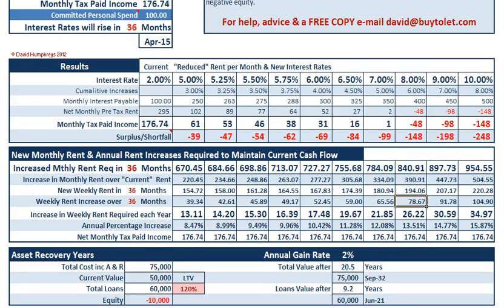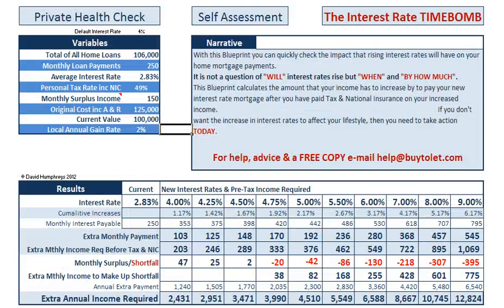Now, in many cases, landlords use the equity in their private homes to fund their buy-to-let business, taking out loans on their private homes and using that money to buy buy-to-let properties. So in this workbook, I've included a page so that you can analyze the situation on your private home. And here it is. And once again, I would like to read part of the narrative.